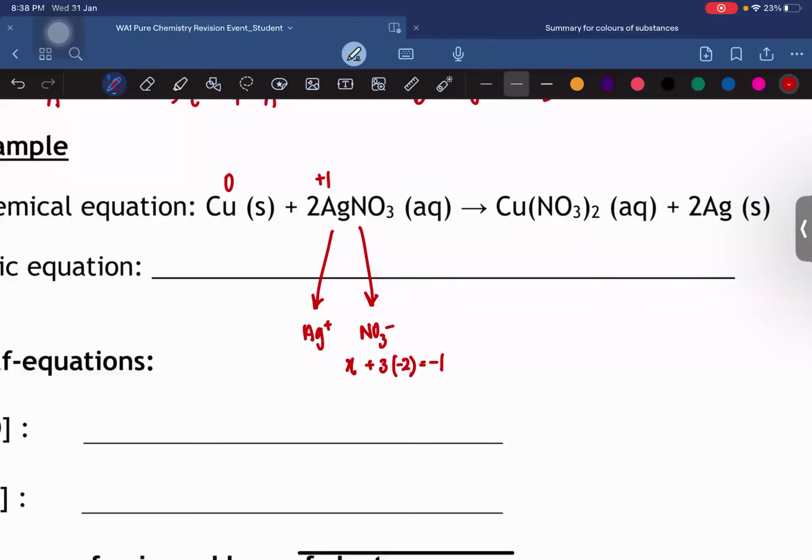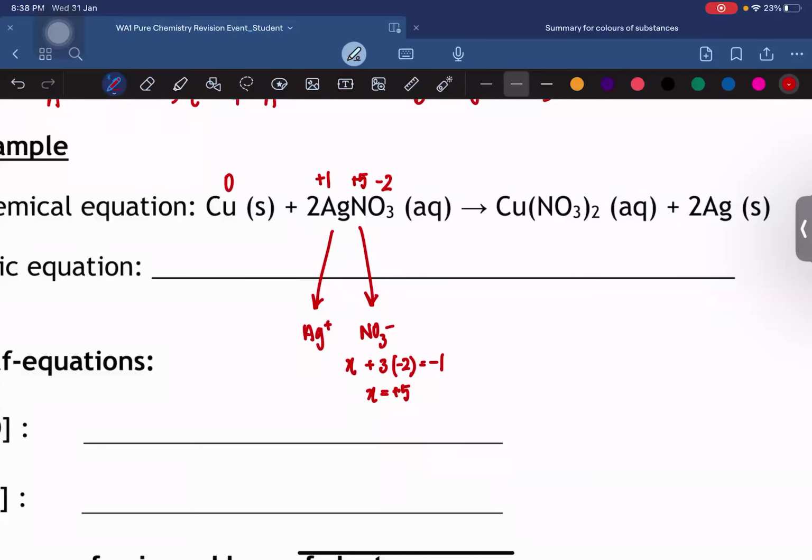I repeat, to find an unknown's oxidation state, let it be X. Plus, there's 3 oxygen. Oxygen is minus 2 oxidation state for sure. The total oxidation state adds up to be negative 1. So then to calculate, this is plus 5. Get it? So nitrogen here plus 5, oxygen minus 2.